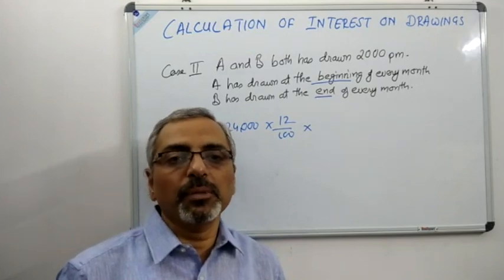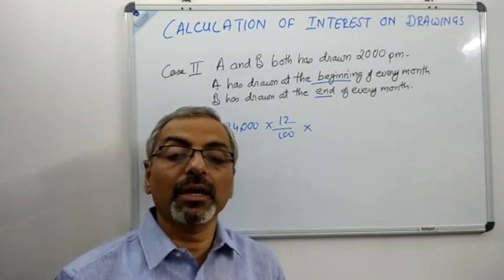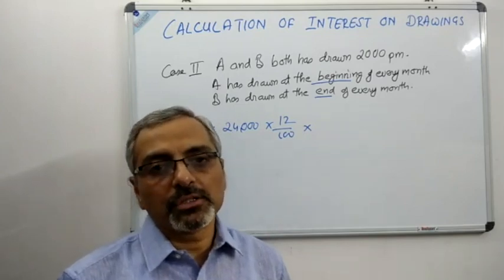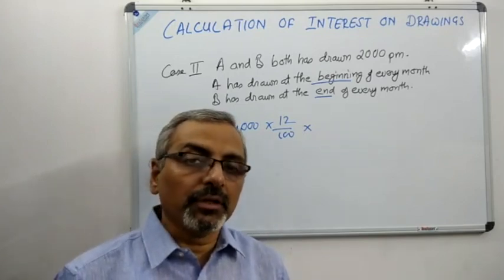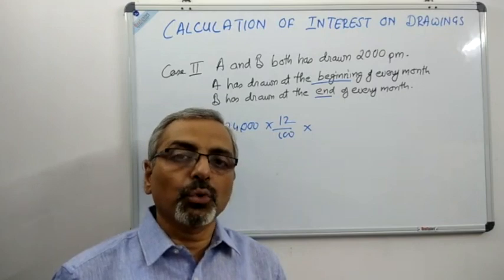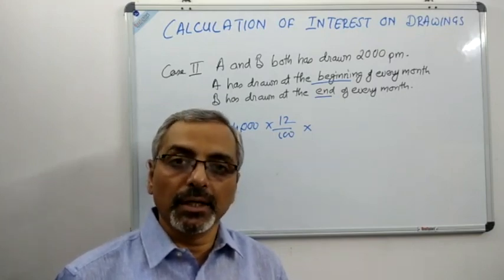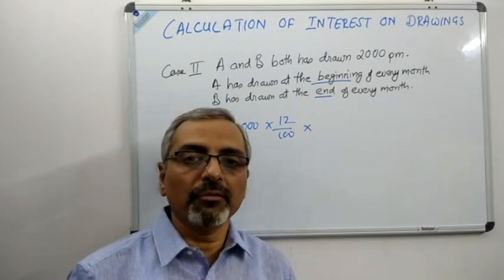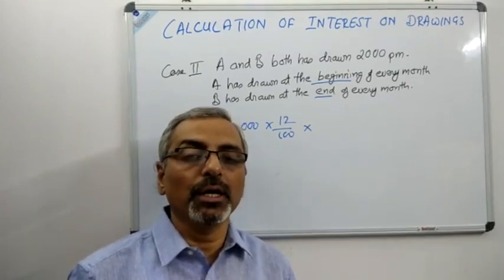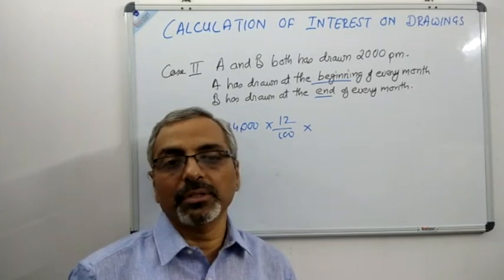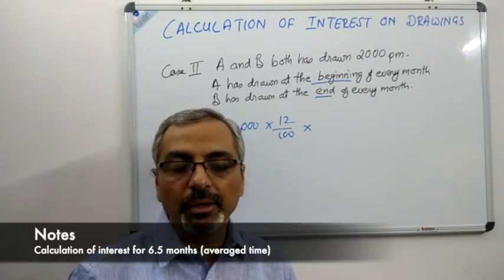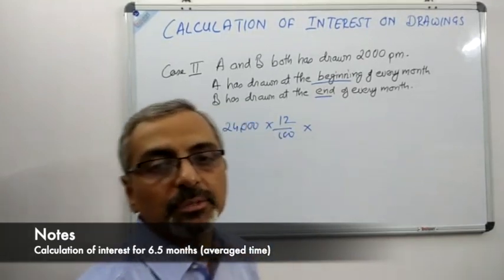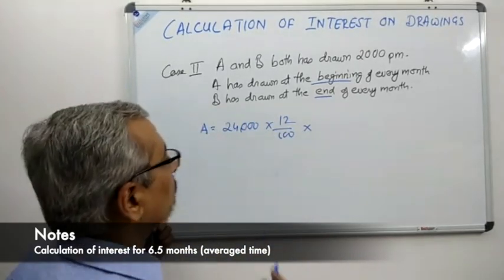The first drawing has been made on the 1st of April and the last drawing has been made on 1st of March next year. So the time left of the first drawing is 12 months and the time left after the last drawing is 1 month. So total time, 12 plus 1, is 13 months. 13 divided by 2 gives you 6.5 months. I have already emphasized that you will take the formula: time left after the first drawing plus time left after the last drawing divided by 2 to find the average time. So what is the average time over here? 6.5 months. So we'll calculate the interest for 6.5 months.